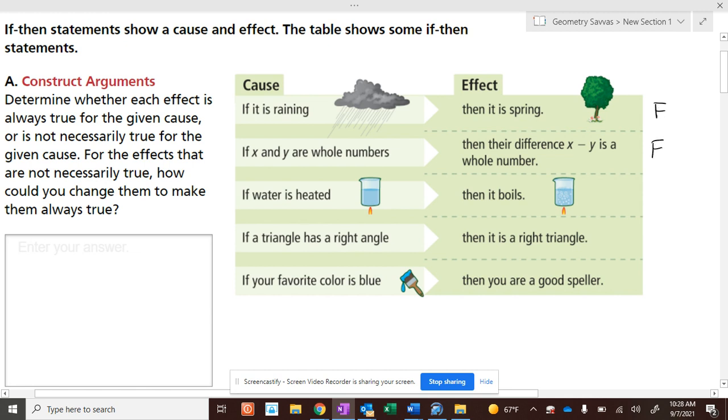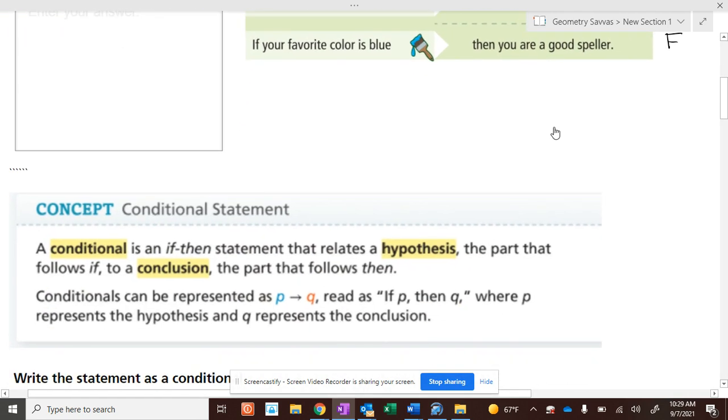Let's look at the next one. If water is heated, then it's boiled. A lot of times once you heat water, it boils, but is all hot water boiling water? No. So that one's not necessarily true. If a triangle has a right angle, then it's a right triangle. That's a true one. Any triangle with a right angle is called a right triangle. If your favorite color is blue, then you're a good speller. That's not necessarily true. Okay, so we look at if-then statements and we determine the truth value of it, and we'll get to truth values here in a little bit.